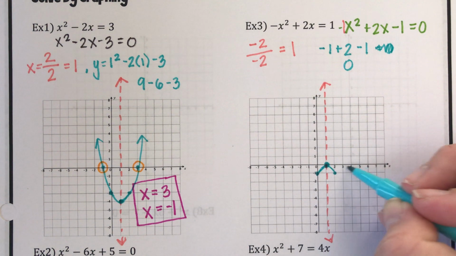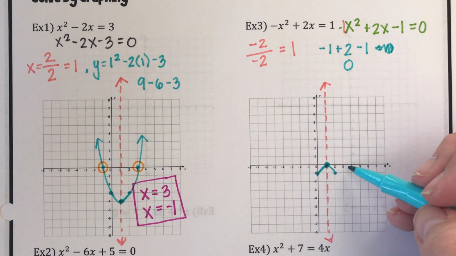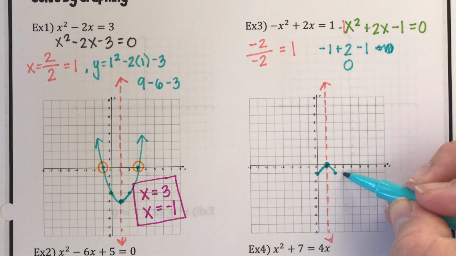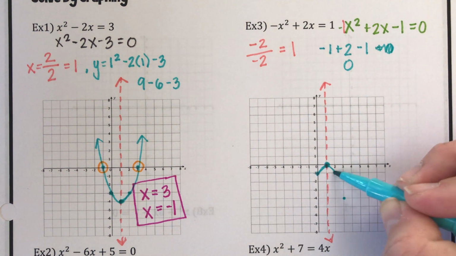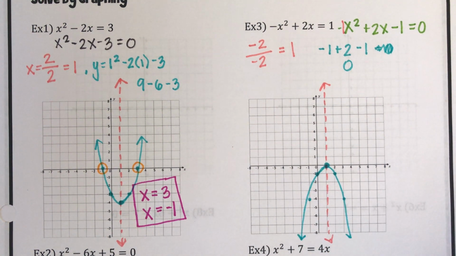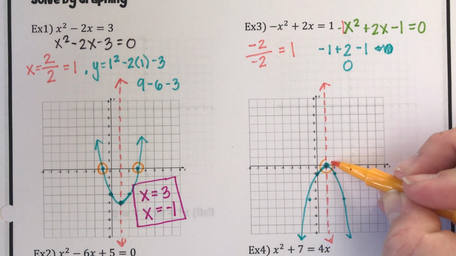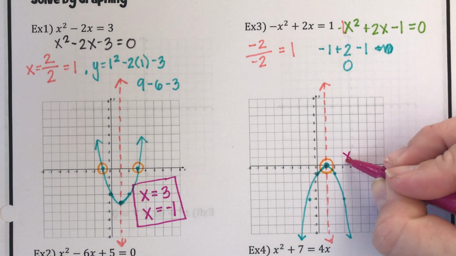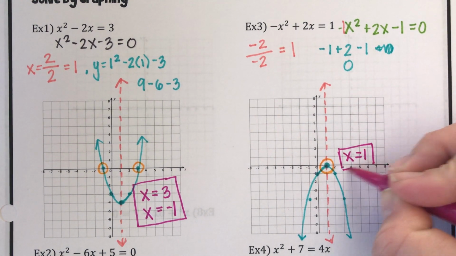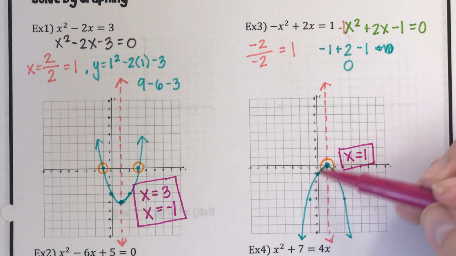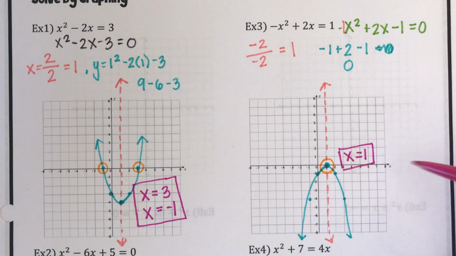So let's think about what's happening. Negative 9 plus 6 is negative 3, minus 1 is negative 4. Okay, so my parabola is going to look like this. How many places is that going to cross the x-axis? Just this one. Okay, so this is only going to have one solution, and it's going to be x equals 1. Okay, because over here it crossed 2 times, but because the vertex in this one was sitting on the axis, it's only going to have one solution.